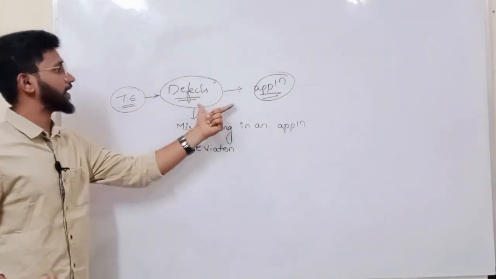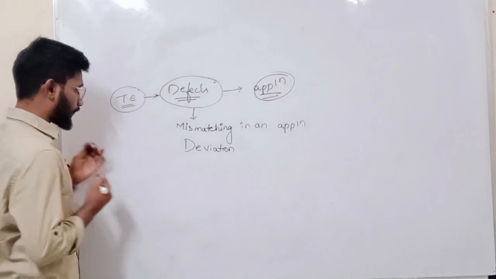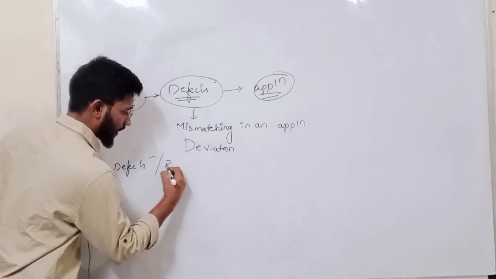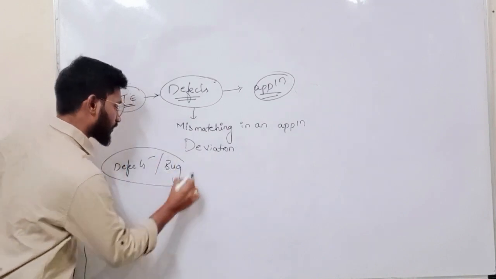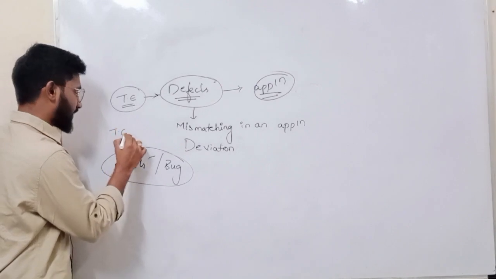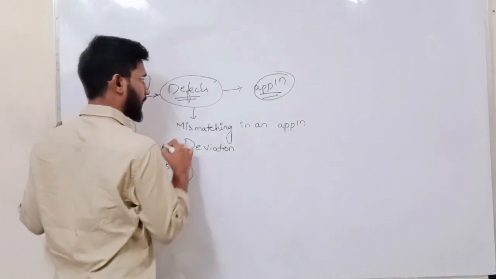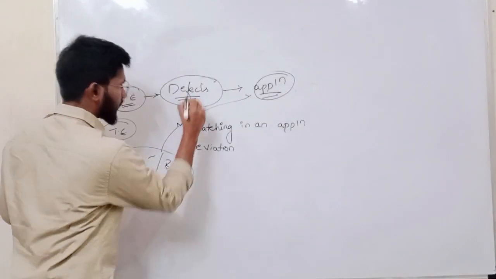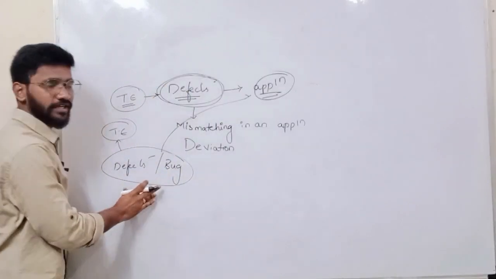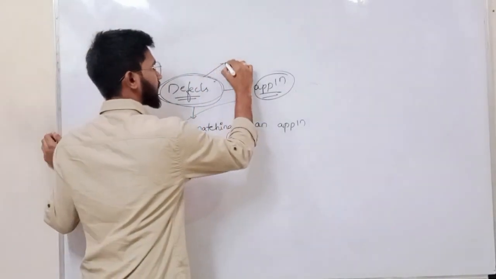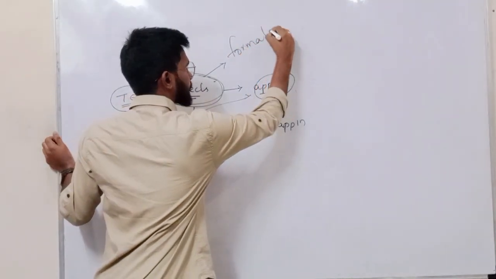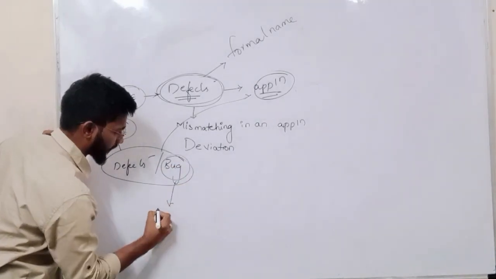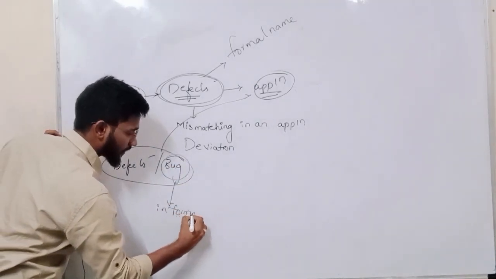And defects, where do we find them? In the application only. For defects, we have one more name: bug. So defects and bugs are both found by the test engineers only. Where can we find them? Sir, in the application. Sir, what is the difference between defect and bug? Assume that this is your original name and this is your street name. Here also it is the same way. Defect is nothing but the formal name, and bug is an informal name of defect.